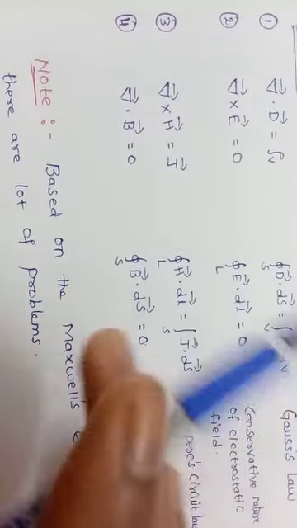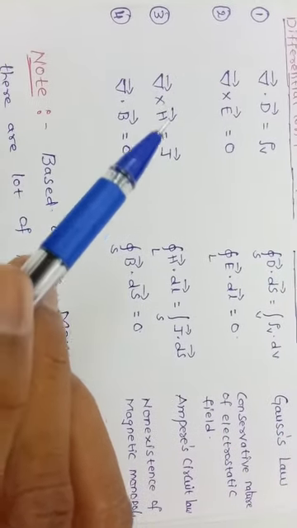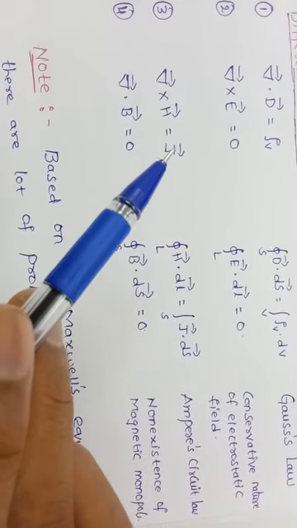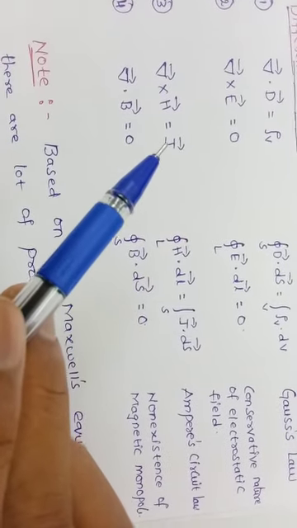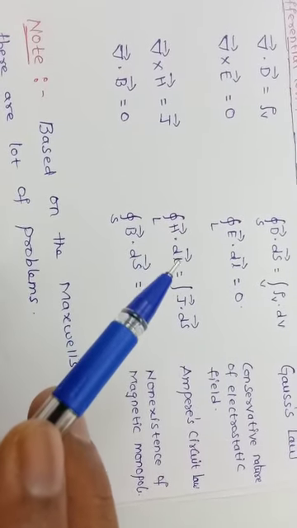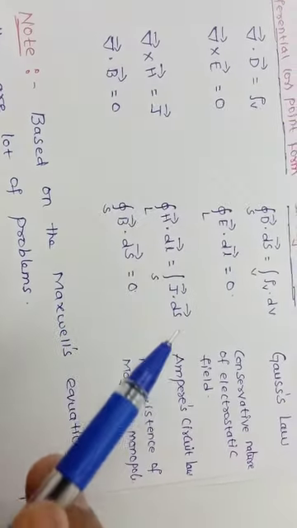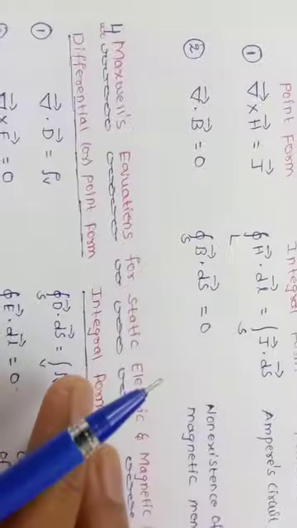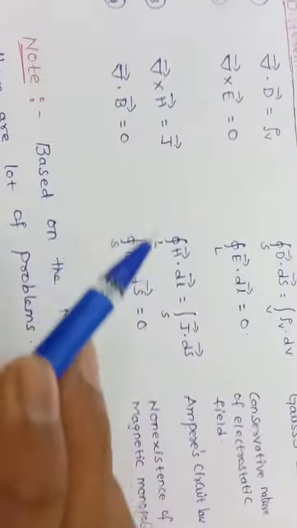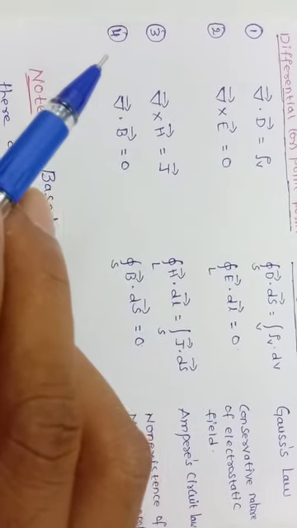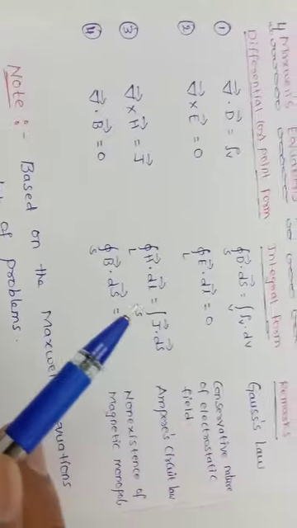Now coming back to the third Maxwell equation: the curl of magnetic field intensity is equal to the current density. The closed line integral of magnetic field intensity is equal to the surface integral of current density. Just as we have seen, these are the two Maxwell's equations in magnetostatics, and this is the third Maxwell equation, and this is the fourth Maxwell equation in static fields.